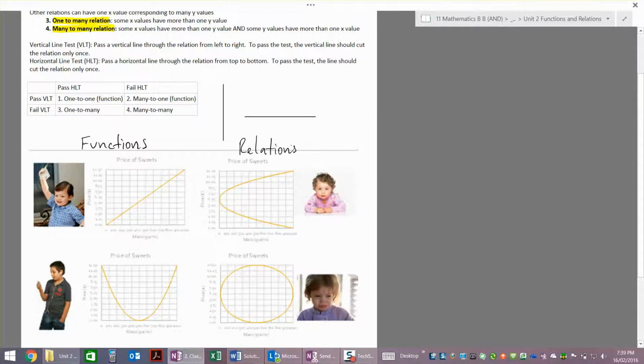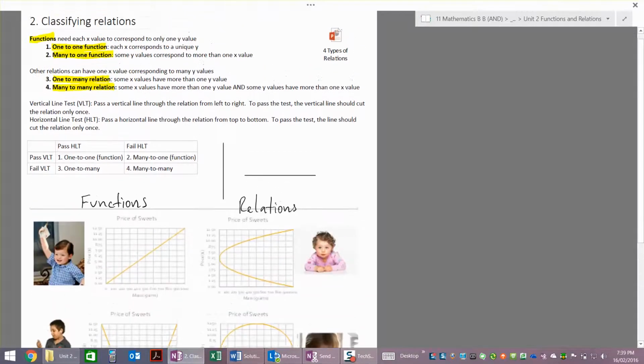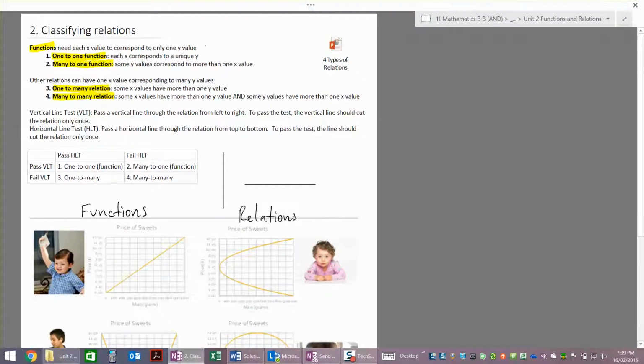Okay, it's important to note that while these two are functions, they're still relations as well. So functions are a special type of relation. Alright, write that up here. Functions are a special relation.